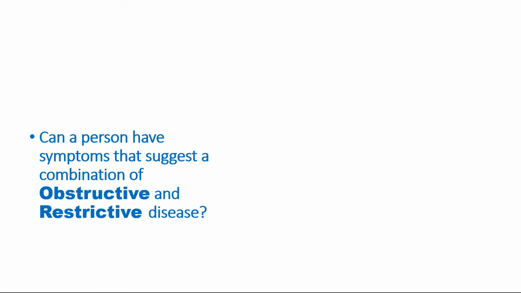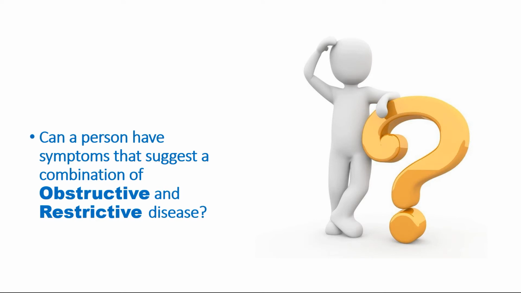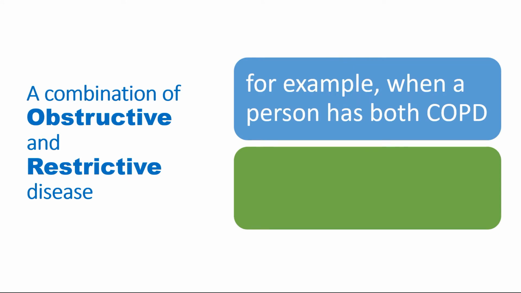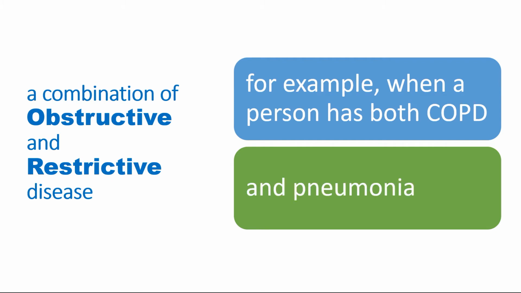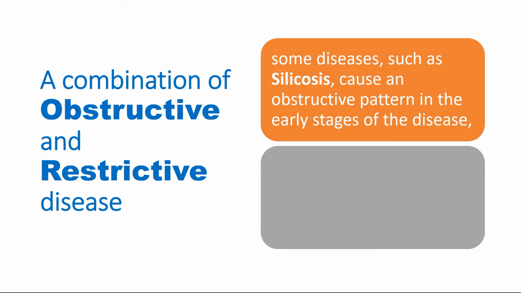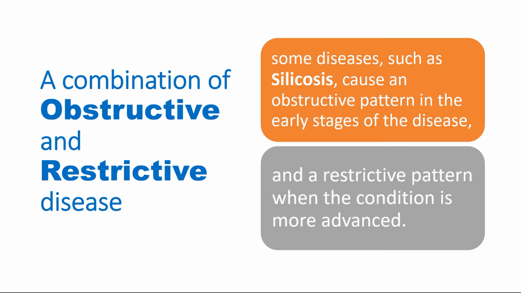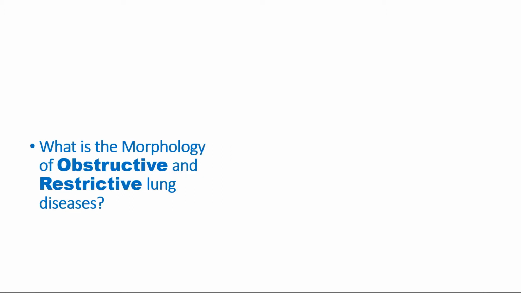Can a person have symptoms that suggest a combination of obstructive and restrictive disease? Yes. A combination of obstructive and restrictive disease may occur. For example, when a person has both chronic obstructive pulmonary disease and also pneumonia. Also some diseases such as silicosis can cause an obstructive pattern in the early stages of the disease and a restrictive pattern when the condition is more advanced.